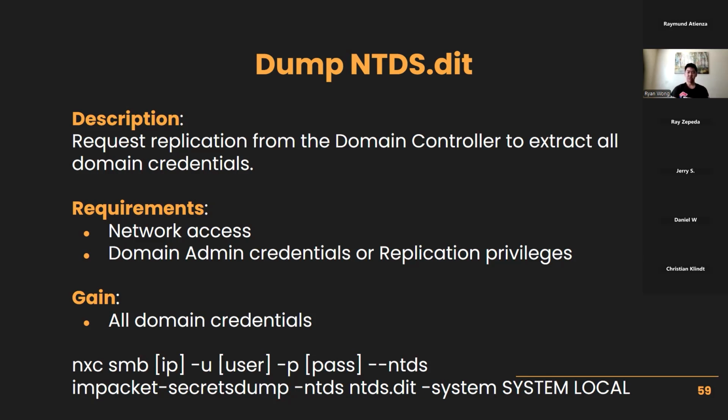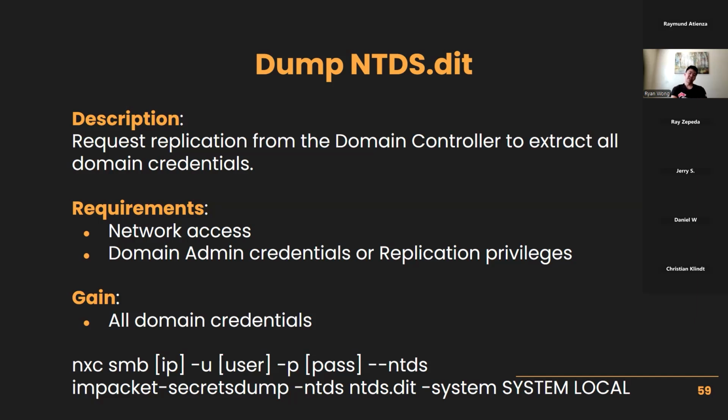And to dump this, you're going to require domain admin credentials or replication privileges. And ultimately, upon success, you're going to gain domain credentials for all users. Some examples of dumping NTDS would be the --NTDS flag, as well as using secretsdump with the file itself along with the system local for the system file. So the netexec way is just dumping it over the network, and then the secretsdump way is dumping it locally on your Kali machine.